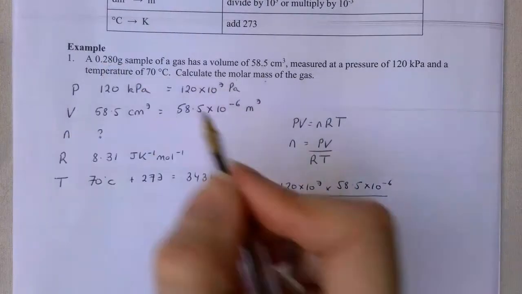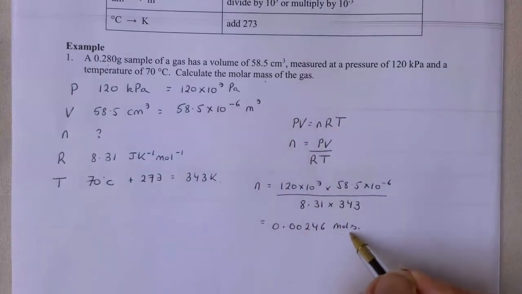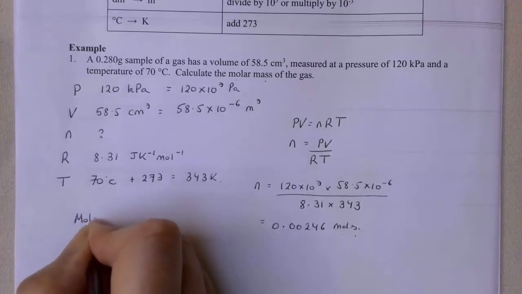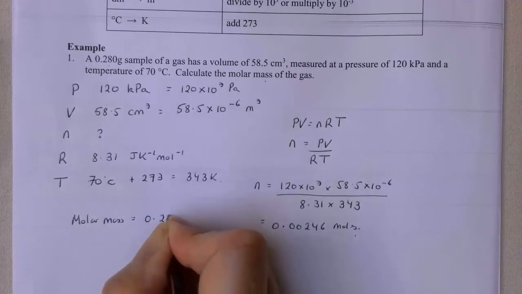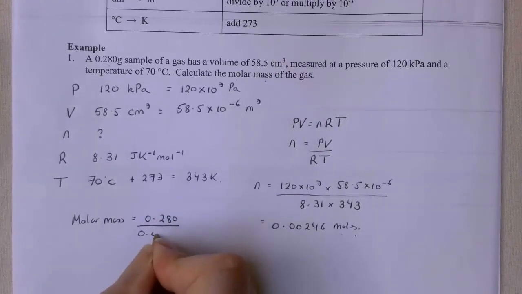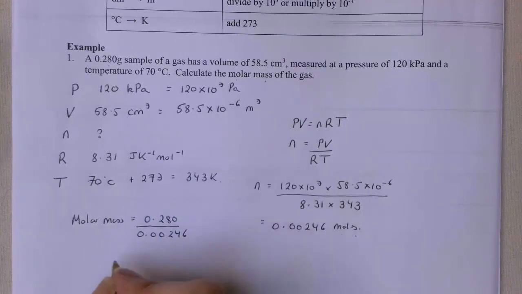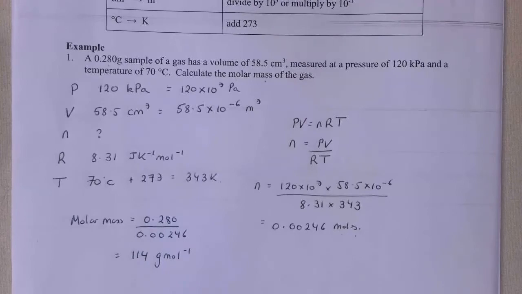Now I want to work out the molar mass. Well, I know the mass and I know the number of moles. Molar mass is grams per mole. So my molar mass equals 0.280 grams per mole, divided by 0.00246, and I get 114 grams per mole.